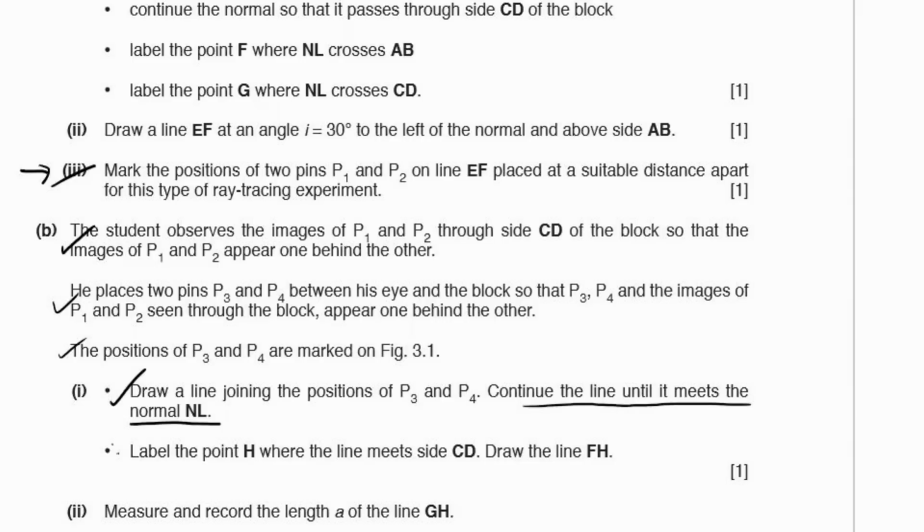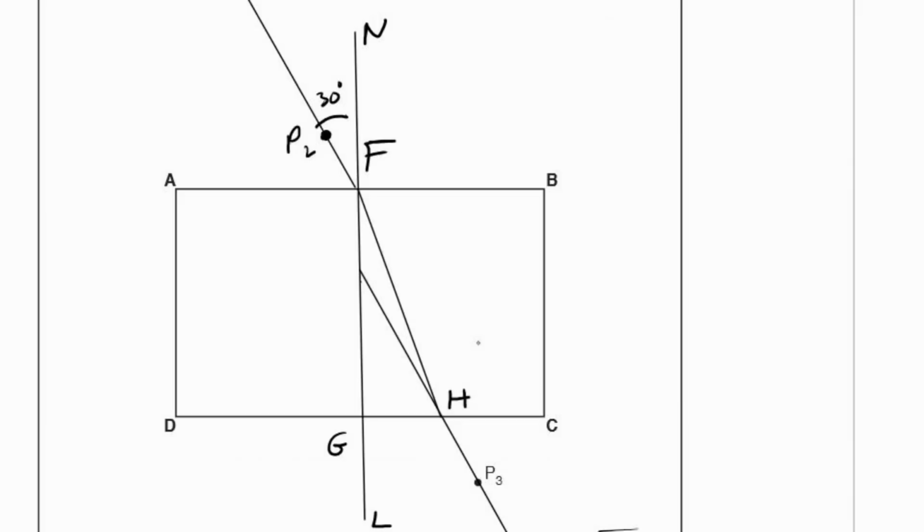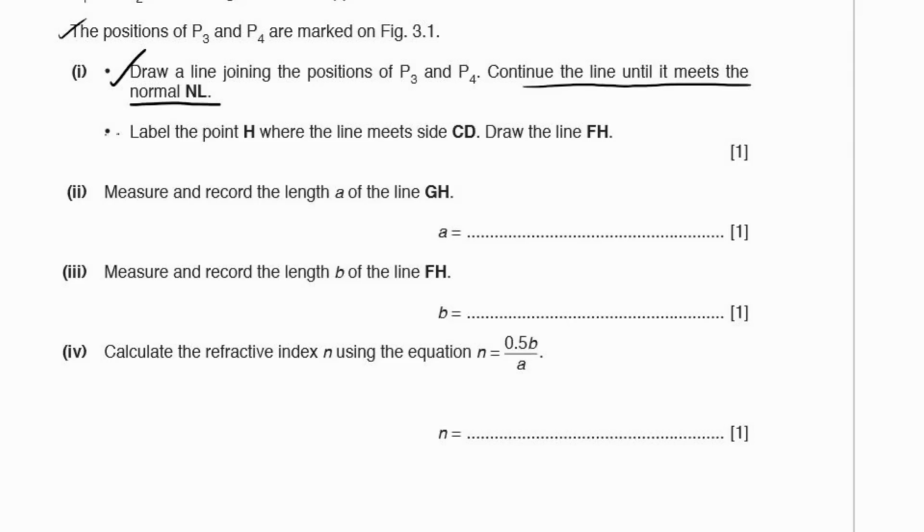There we go, done. Next bit, label the point H where the side meets CD. Draw the line FH. Right, so I labelled that one here, and I've just drawn this line in here, that line FH. Okay, let's move on to the next bit. There we are.